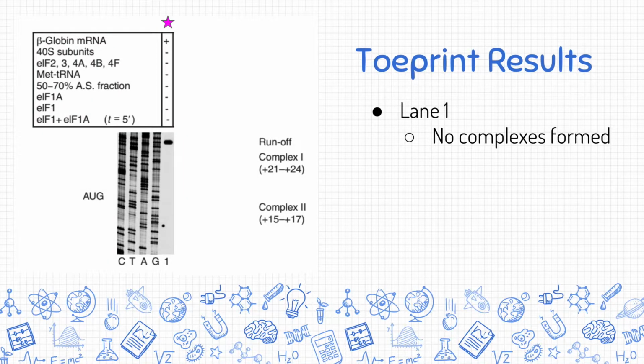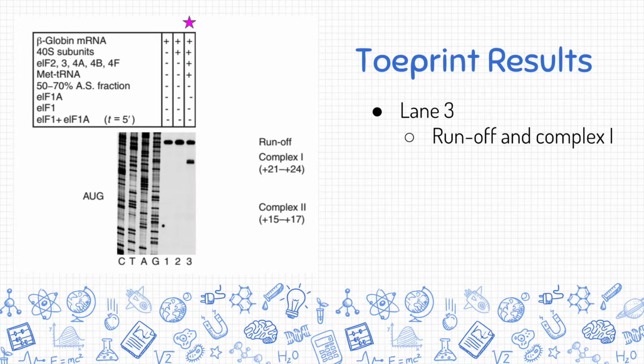Lane 1 shows the length of the mRNA alone with no complexes formed. Lane 2 has mRNA and 40S added, but no initiation factors or tRNA, so no complexes formed. Lane 3 has mRNA, 40S, all of the initiation factors, and Met-tRNA, so complex 1 was able to form.